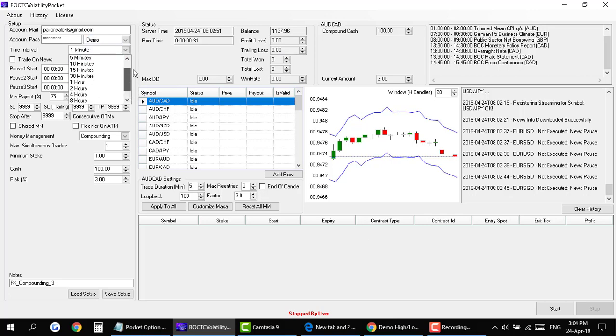Time interval is the same as charts. In the settings that we provide, we are trading on the 1-minute chart. Trade on news left unchecked means that we do not trade when there is high-impact news events. During those times, all trading is paused. All times are based on the server time and not your own time.